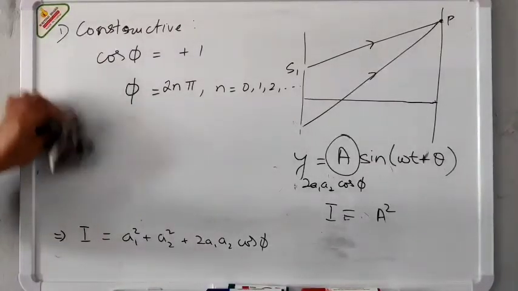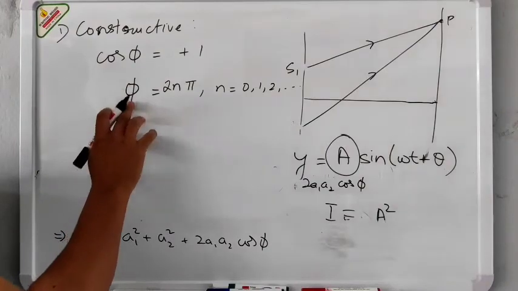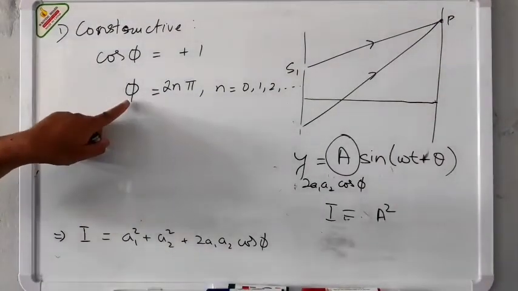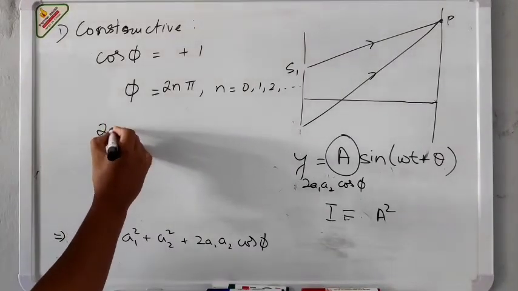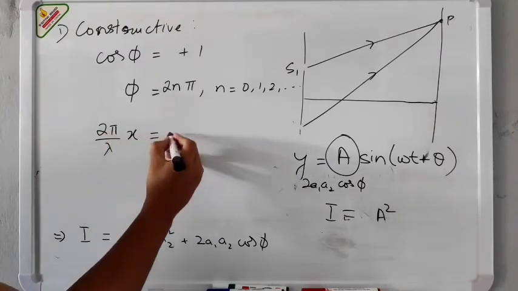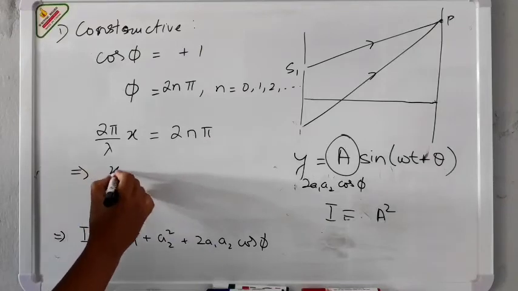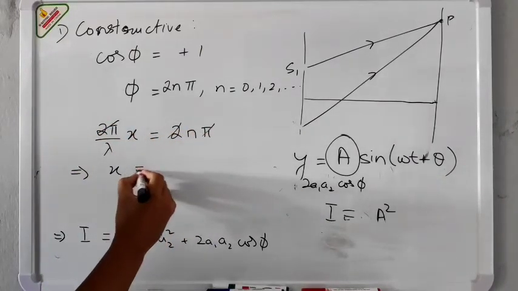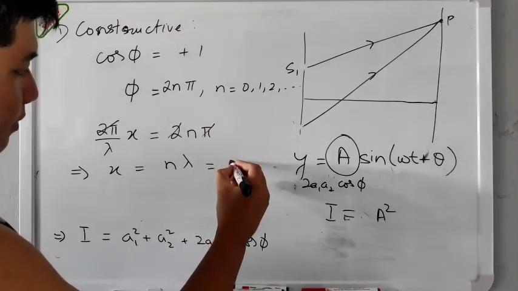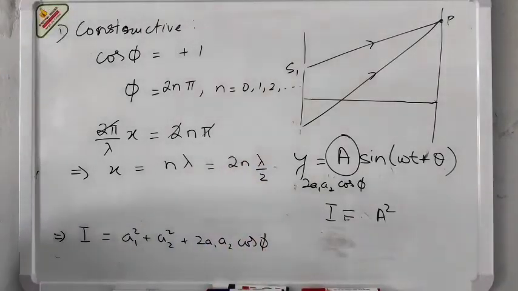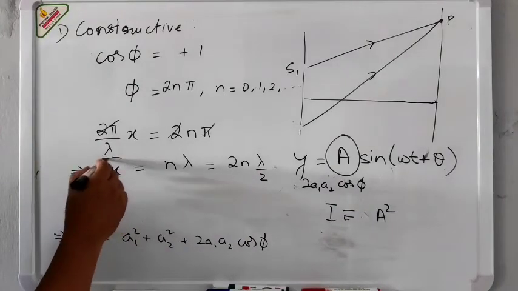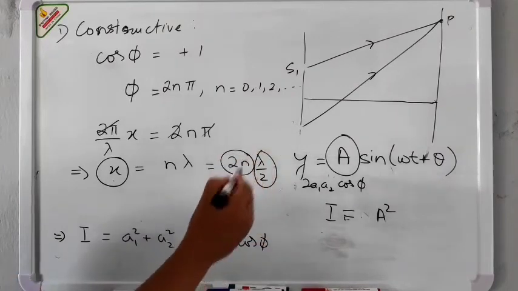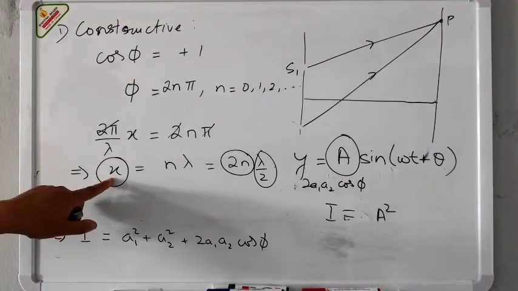Before destructive, the relation between phi, the phase difference, and the path difference. Phase difference is equal to 2 pi by lambda into path difference. So 2n pi equals 2 pi by lambda into x, and we get the path difference x equals n lambda, or it can be written as 2n times lambda by 2. It means we will get maximum intensity when the path difference is an even multiple of lambda by 2, or n lambda. This is for constructive interference.